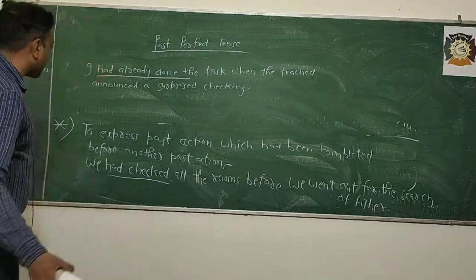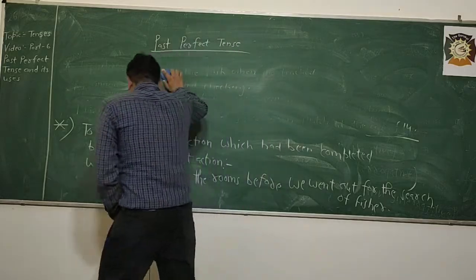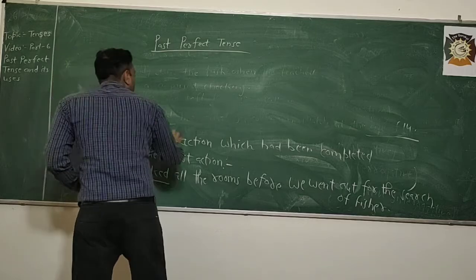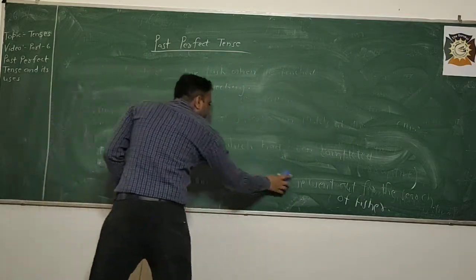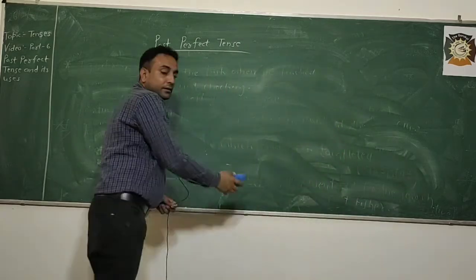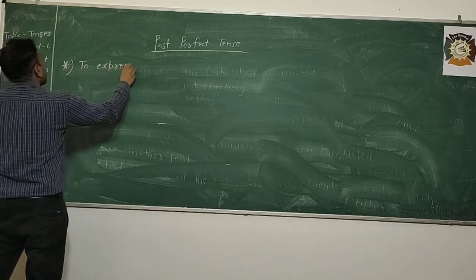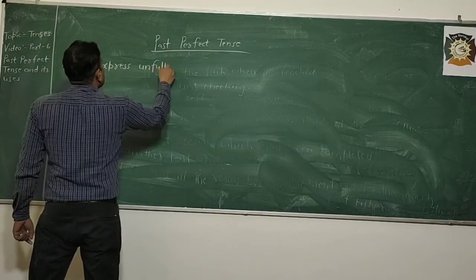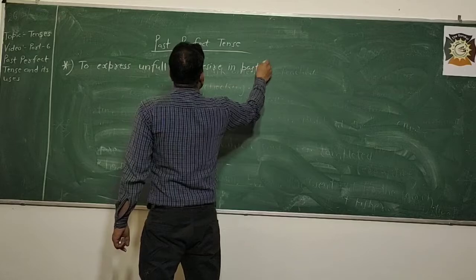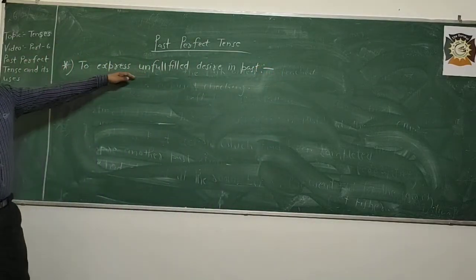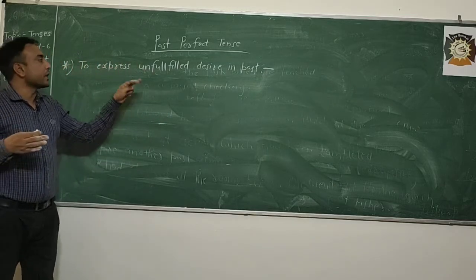Now come to the next use, to express unfulfilled desire in past. I think you all know what unfulfilled desire means. Unfulfilled desire means आपकी कोई भी ऐसी इच्छा जो पूरी नहीं हुई हो उसको unfulfilled desire बोला जाता है. So to express unfulfilled desire in past, we will learn this new use of past perfect tense. Unfulfilled means your wish which has not been completed in past. ऐसी कोई इच्छा जो आपकी कभी पूरी नहीं हुई हो.